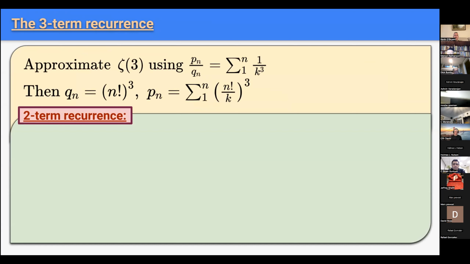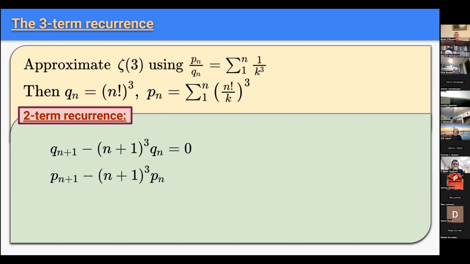And here, considering Qn as n factorial cube, it is very easy to find a 2-term recurrence. Qn plus 1 is just n plus 1 cube times Qn. Right? This is why it is easier to work with n factorial. The problem is, of course, that if I try the same recurrence for Pn, it doesn't work. But here there is a nice question which asks, how far is it from working? Right? If I look at the difference, how far it is from being 0.